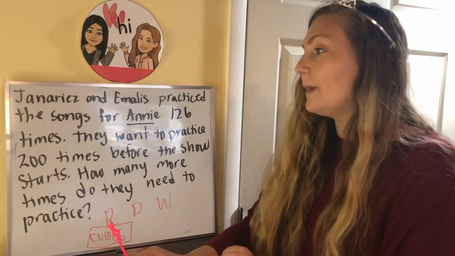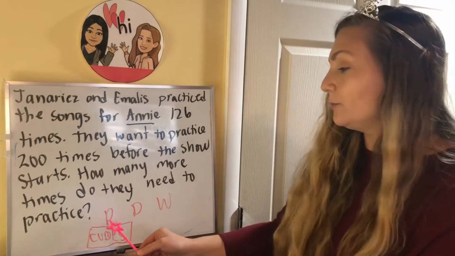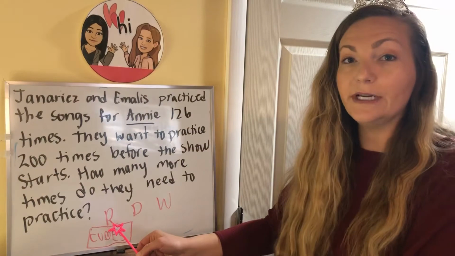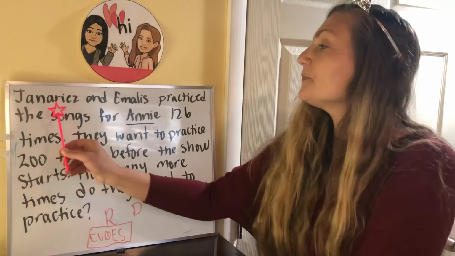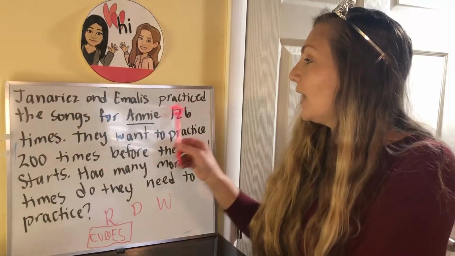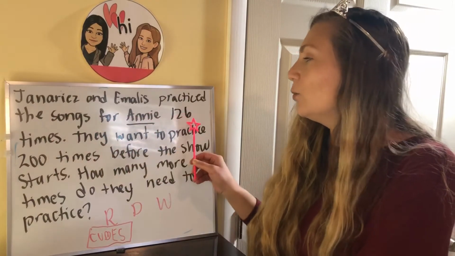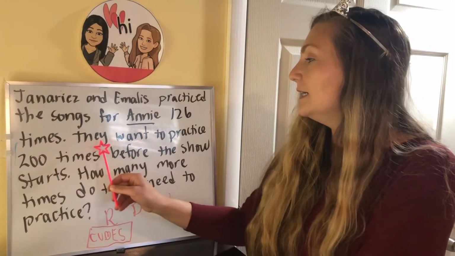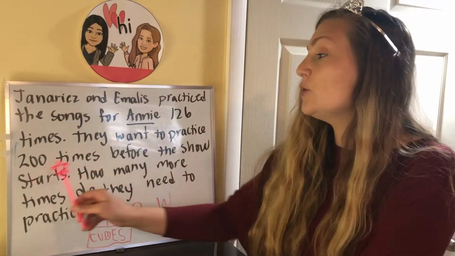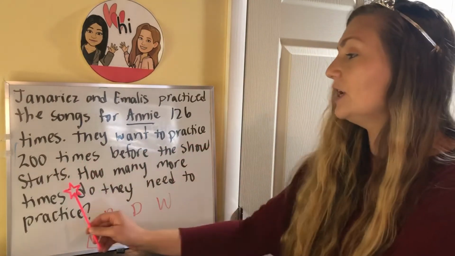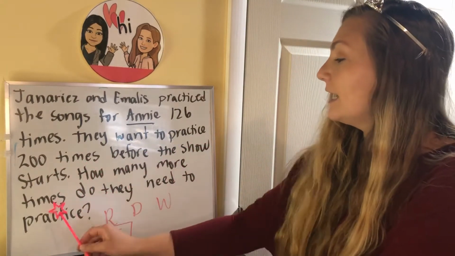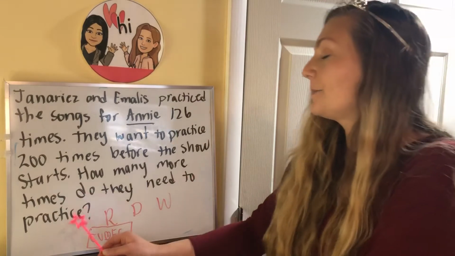Okay, we're going to read a little bit about Janariez and Emalis today. So let's start by reading. The first step in read, draw, write is to read. So we'll read and we'll do that 2 times. Janariez and Emalis practiced the songs for Annie 126 times. They want to practice 200 times before the show starts. How many more times do they need to practice?